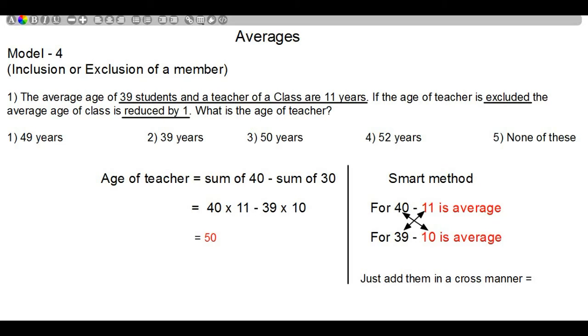So we can say that when the teacher was in the group, the age of each of the persons was 11 years. But once the teacher leaves the group, the average has reduced by 1. That means once the teacher comes out of the group, the average of the remaining 39 persons has decreased by 1 year each. So their age now becomes 10 years. Which is equal to 50 years.